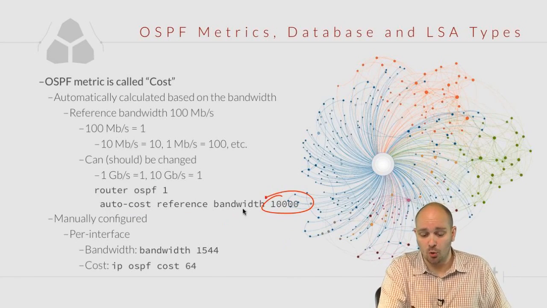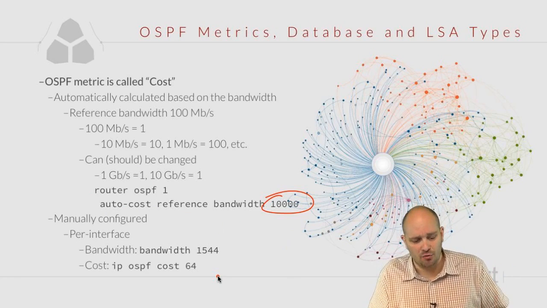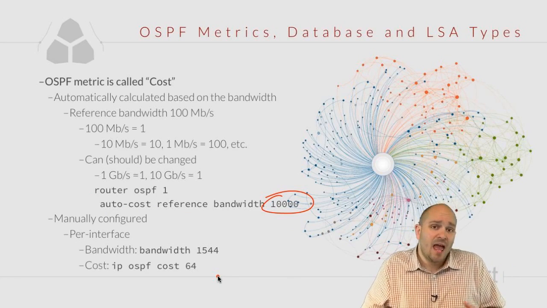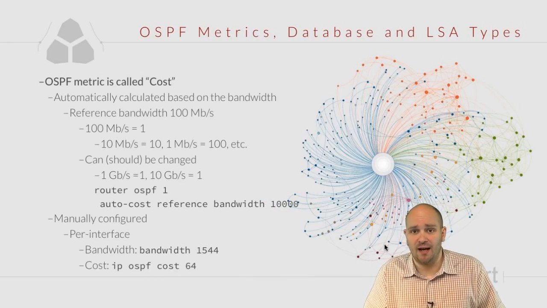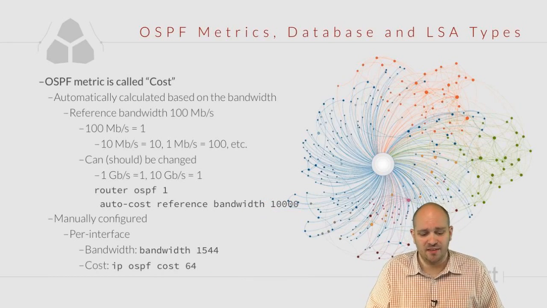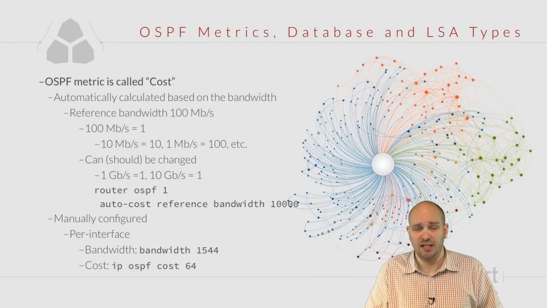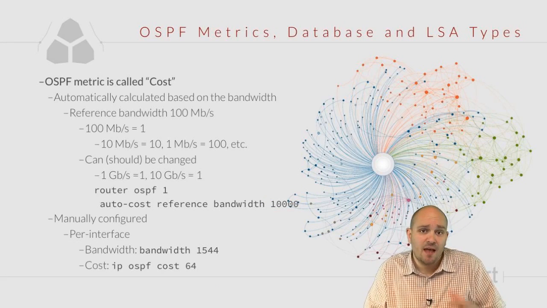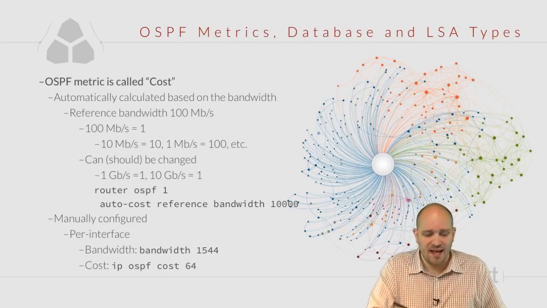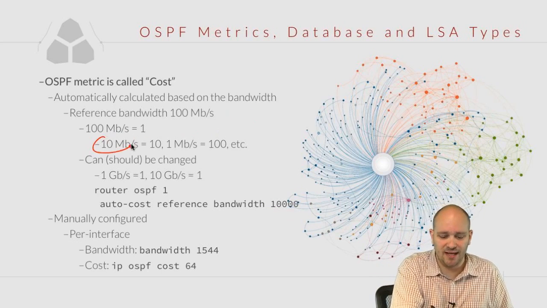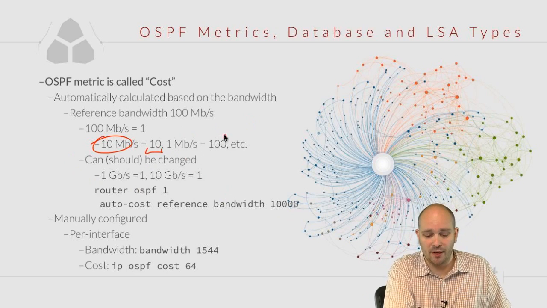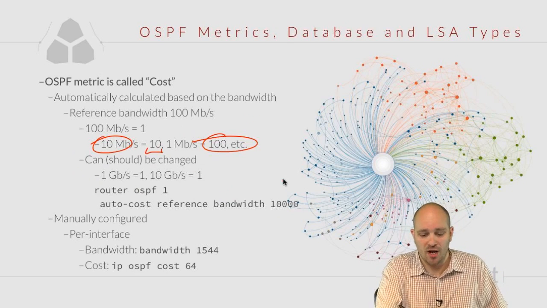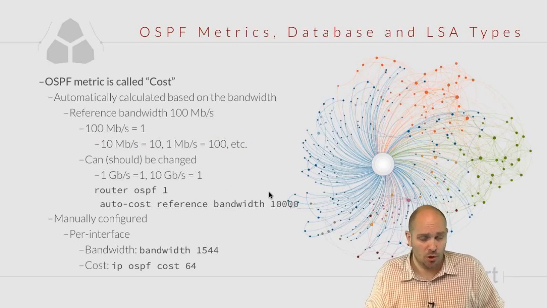You might actually want to consider using a higher reference bandwidth as well. Smaller links with less bandwidth are going to have their cost proportionally increased depending on what bandwidth they have. For example, by default, a 10 megabit per second link will have the cost of 10, and 1 megabit per second would have cost 100, and so on and so on.